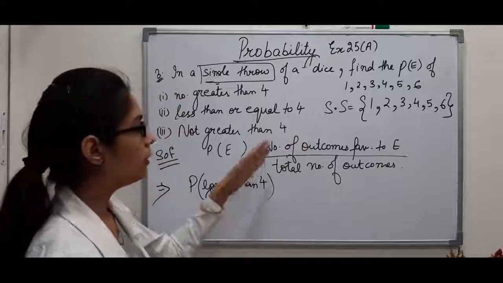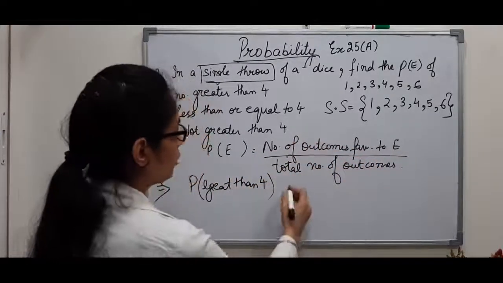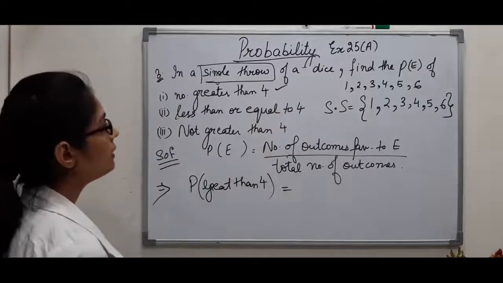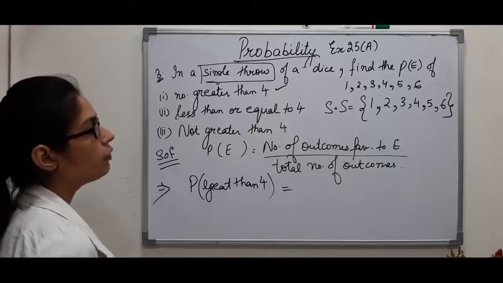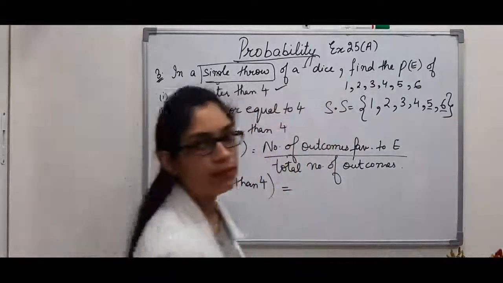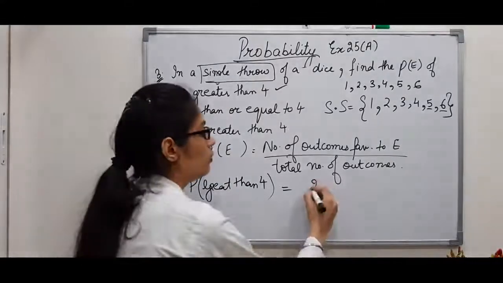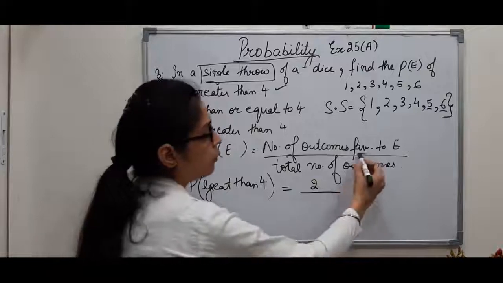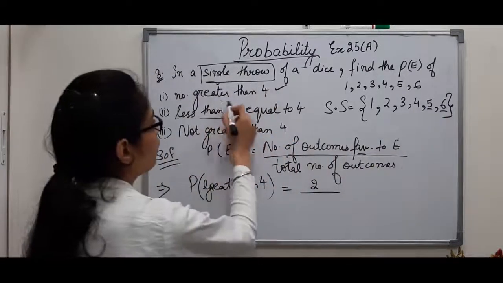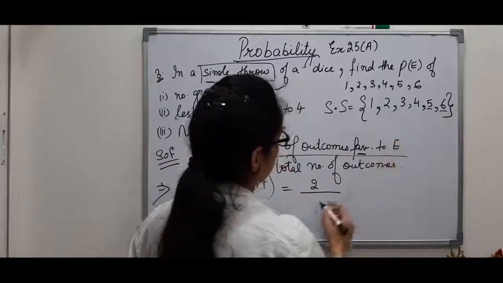Formula I have already written: number of outcomes favorable to E over total number of outcomes. My E is now a number greater than 4. So which are the numbers you can see greater than 4? 5 and 6. So only 2 numbers are greater than 4. So I will write 2 over here. Favorable to E, 2 numbers are there, 5 and 6. It's written greater than 4. Total number of outcomes: 1, 2, 3, 4, 5, 6.